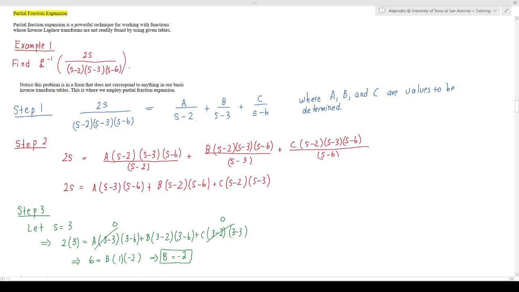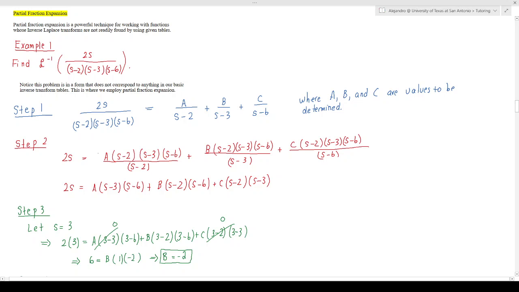These on the bottom are the individual terms from the original problem. You notice we have s minus 2, s minus 3, and s minus 6, just like here. So we're going to start there. We set our whole problem equal to some constant over one factor, some constant over another factor, and some constant over another factor, which we'll have to find.